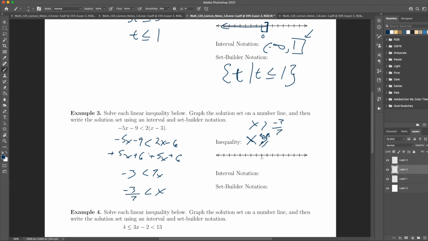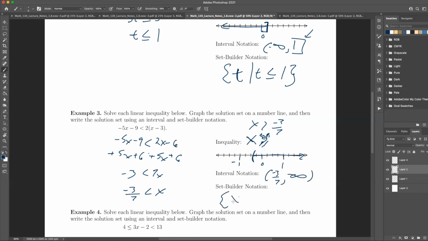Okay. So here, if I put in a 0, -3/7 will be, well, let me give myself a little bit of room. So I'm going to put this as -1. And if I do the same thing over here to have the same scale, like this is 1. So 3/7 is a little less than a half. So it'll be like this. Okay. Interval notation, it'll be from -3/7 to infinity.